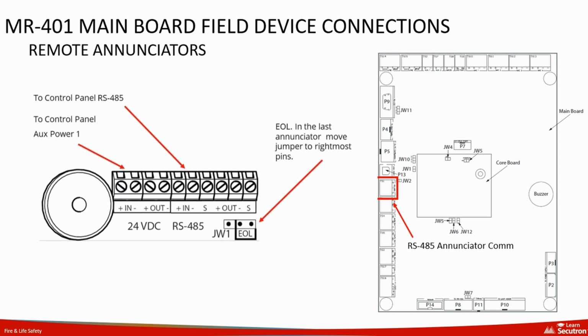The annunciator terminals are shown here. Note the in-out connections for power and communication. The last device on the line requires the termination jumper to be set on the EOL pins.